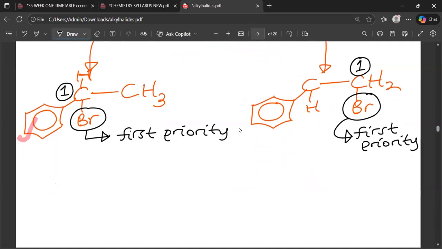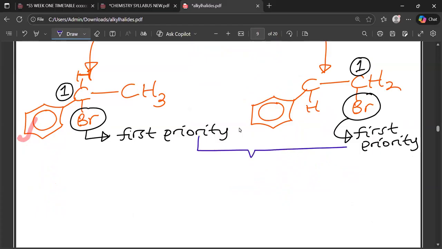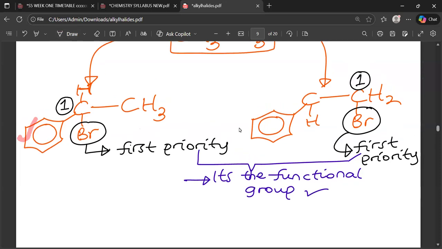Because where the Br is, it being the functional group, we shall give it the first priority. Why is it being given first priority? We have said because it is the functional group. It's the functional group. Yeah. But now the naming. I want you to listen carefully.